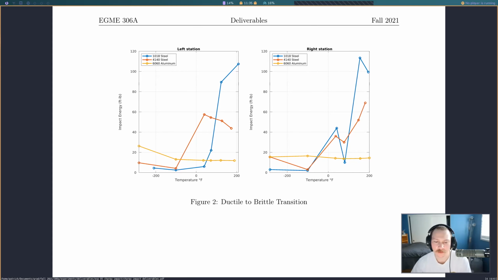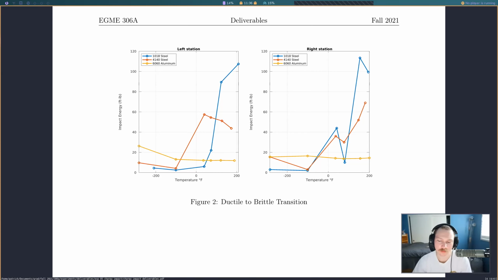And just another note, I'm going to be checking the code that you submit at the end of your memo. I'm going to make sure that you do have code for solving for that ductile to brittle transition temperature. That'll be part of the grade. For me, it was convenient to solve for the transition temperature for all three materials. But in your memo, you should only have a transition temperature for 1018 steel and 4140 steel.